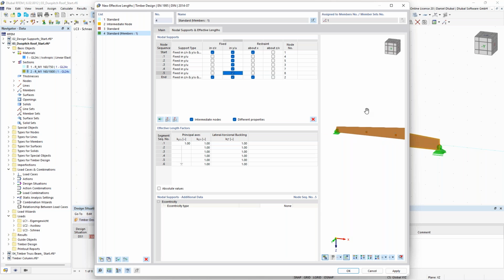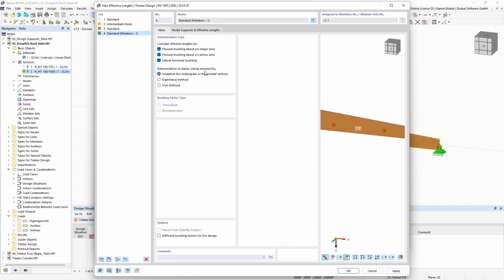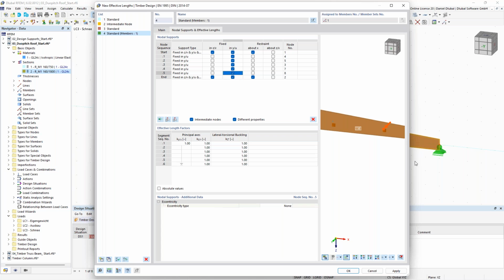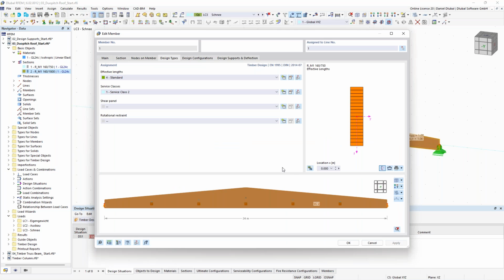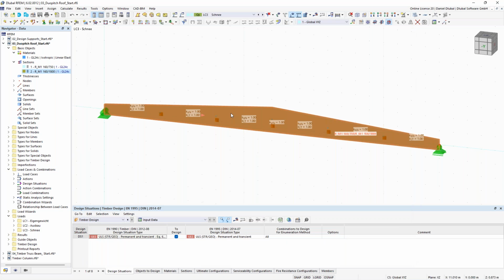And don't wonder, the current position of these lateral supports has no impact for the design of these timber beams, because you determine the elastic critical moment for the lateral torsional buckling analytically. And when you consider here a kind of eccentricity, then it can be possible that it has an influence. But for our analytical approach, we don't have here any influence. I say okay. Okay again. And now it looks like that.